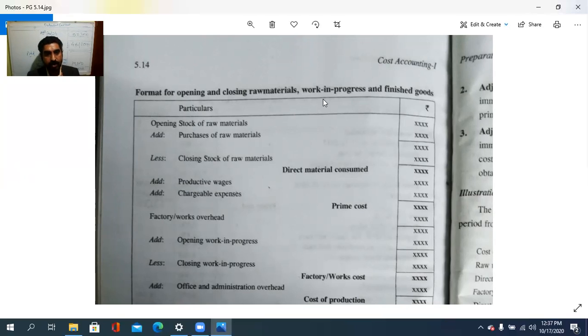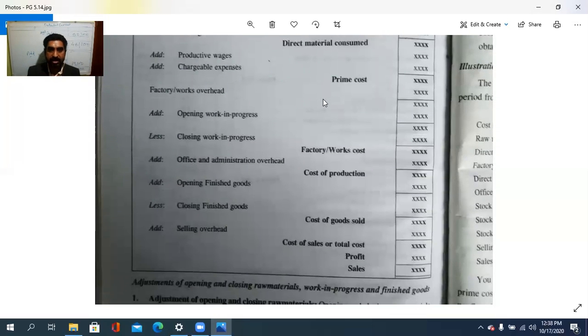And after adding the factory overheads, we are going to adjust the work in progress. Work in progress means the production process has started but is not yet finished. So in between that time period, that is the work in progress. Work is going on, that is, work is in progress. So the opening work in progress is to be added with the factory or works overhead, and we need to deduct the closing work in progress, then we will get the factory or work cost. Along with the factory or work cost, office and administration overhead is to be added. The cost of production is there. Along with that, adjustment for the finished goods means there is a closing stock, opening also there.